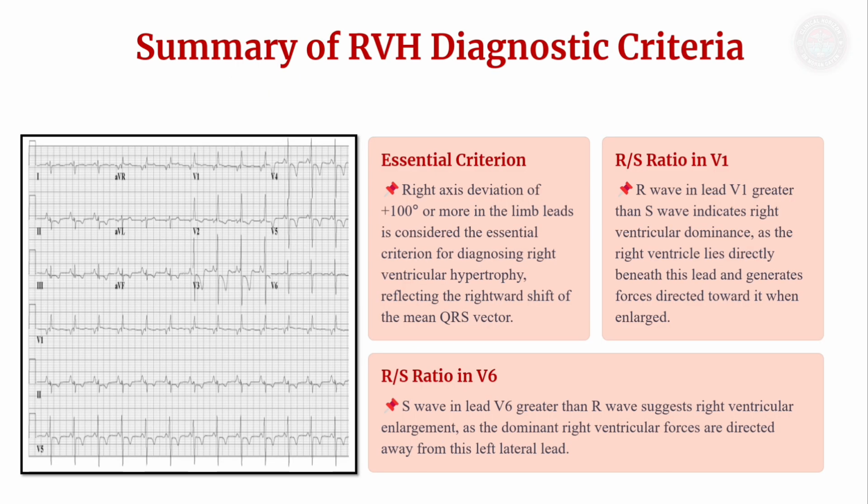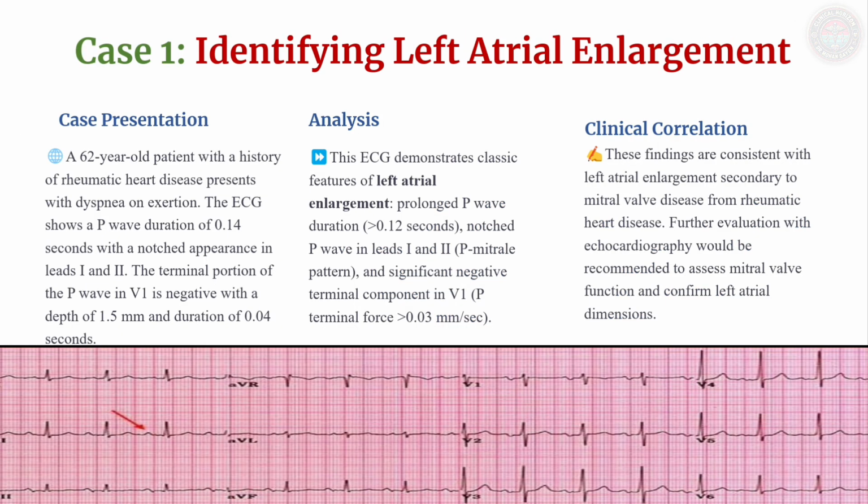Summary of RVH diagnostic criteria. The most critical criteria for diagnosing RVH include right axis deviation, more than plus 100 degrees, an R/S ratio greater than 1 in V1, and an S wave greater than R wave in V6. These findings strongly suggest right ventricular dominance and should prompt further evaluation for underlying cardiopulmonary disease. Now we are going to discuss some clinical cases on this topic.